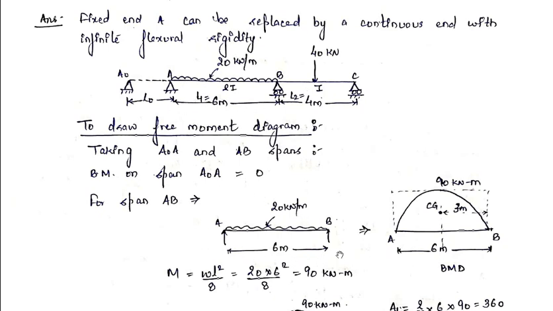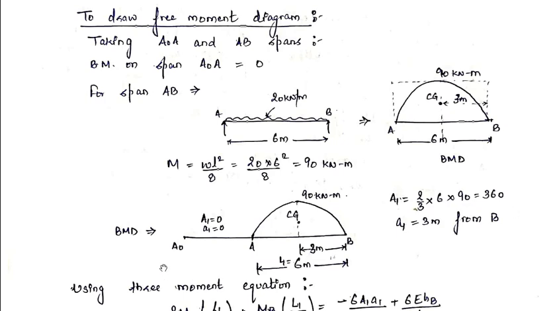We know that for this type of loading, the maximum bending moment is WL square by 8. So we can find the value of the maximum free bending moment, which will come out to be 90 kilonewton meter. The value of UDL is 20, the span of AB is 6, so 20 into 6 squared divided by 8 comes out to be 90. And we know that the bending moment diagram for a simply supported beam subjected to a UDL is a parabola. So this value is 90.